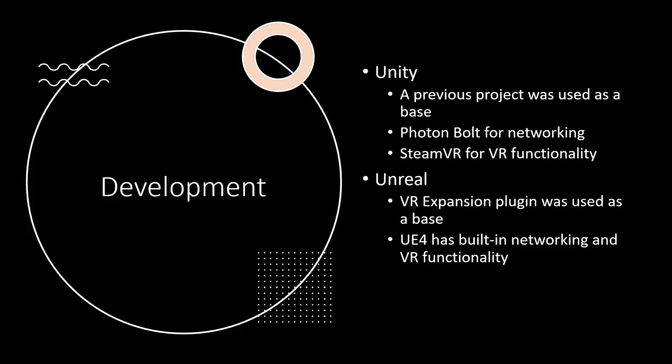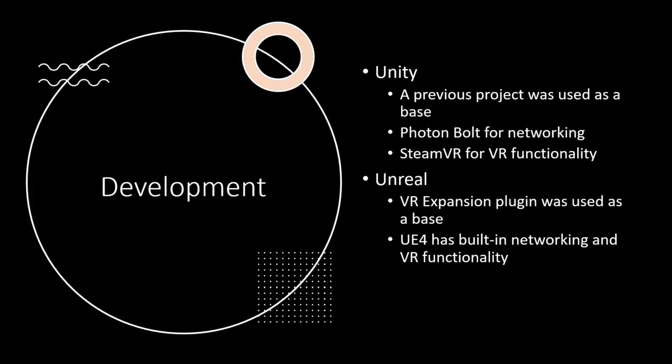In Unity development, I used the previous project as a base. The previous project was created by one lab engineer, and it already had networking and VR mechanics in place. The base already used Photon Bolt for networking. It's a plugin since Unity doesn't have networking features on its own currently. And the Steam VR plugin was used for VR functionality.